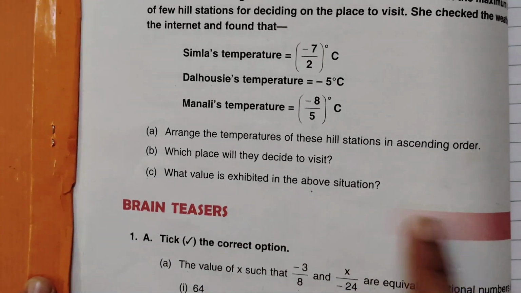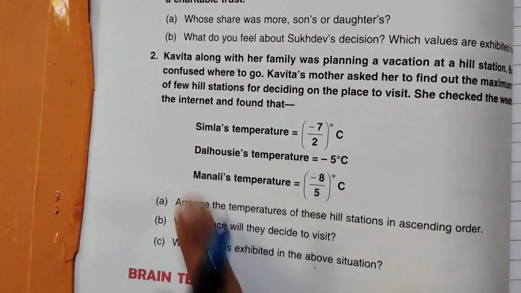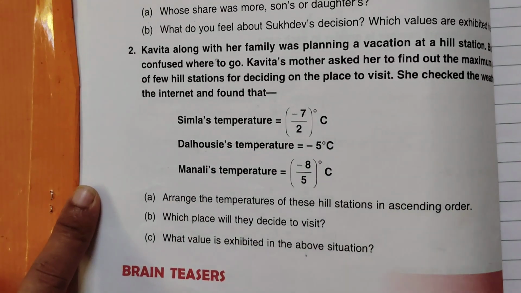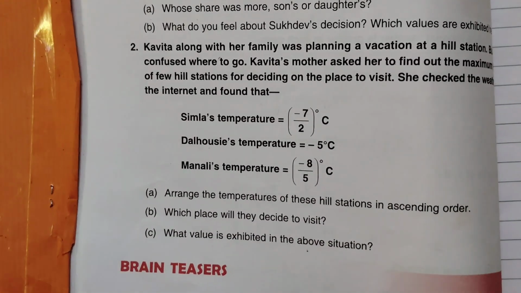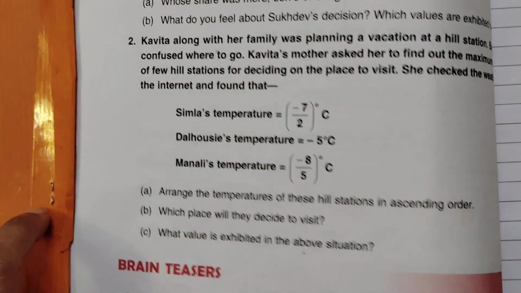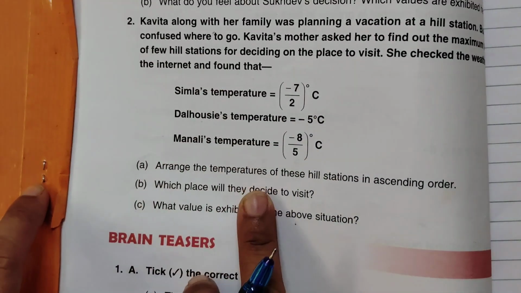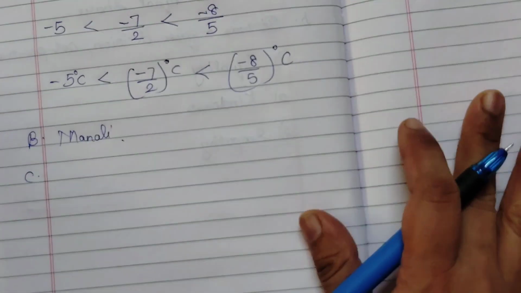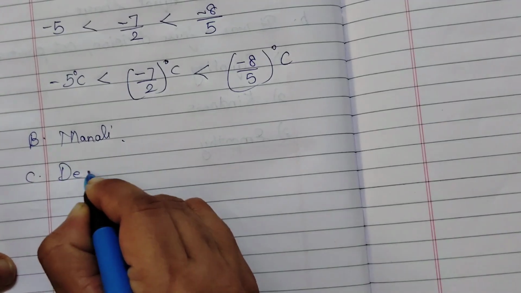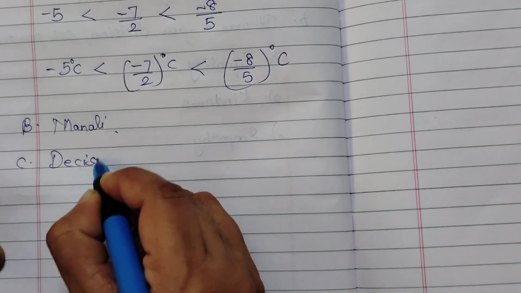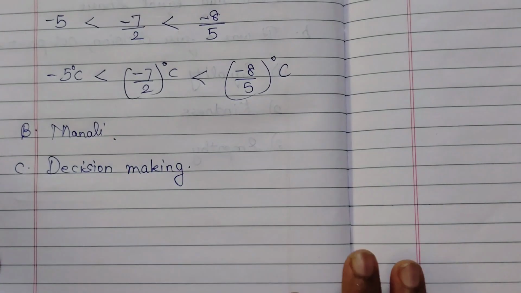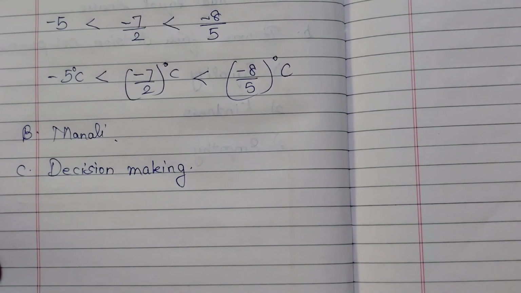Next, C. The third question was, which value is exhibited in the above situation? They were planning a vacation, thinking about the temperature and all that. So the value is decision making. We have three options, and from those we have to decide where to go, which is the best one. So they have the value of decision making. Okay, so we have finished the value based questions.